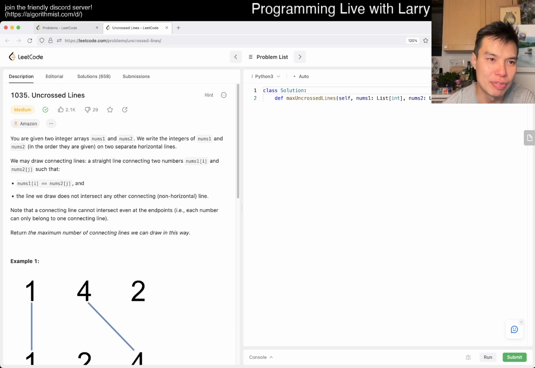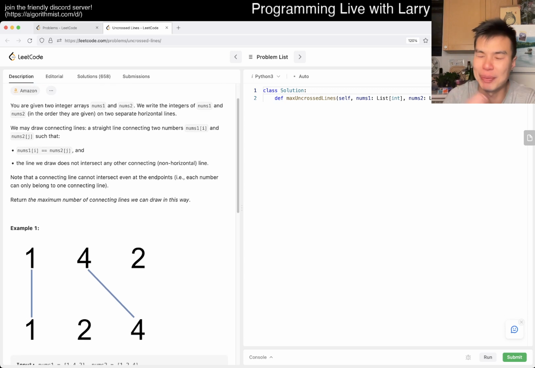Today's problem is 1035, Uncrossed Lines. You're given two integer arrays, nums1 and nums2, and I'm going to interrupt here for a second.